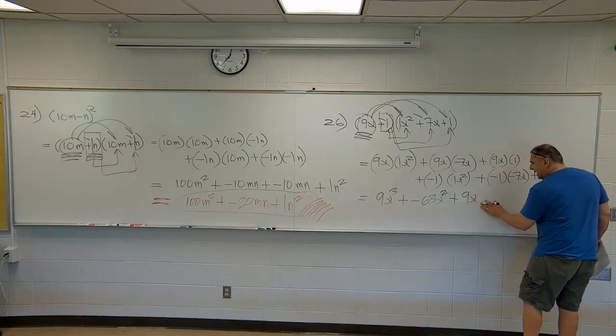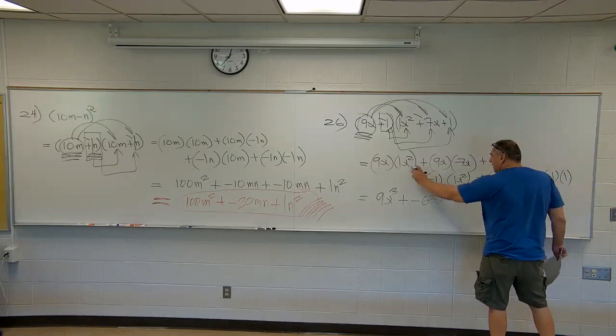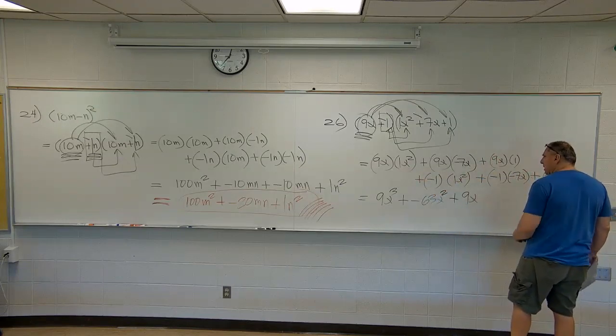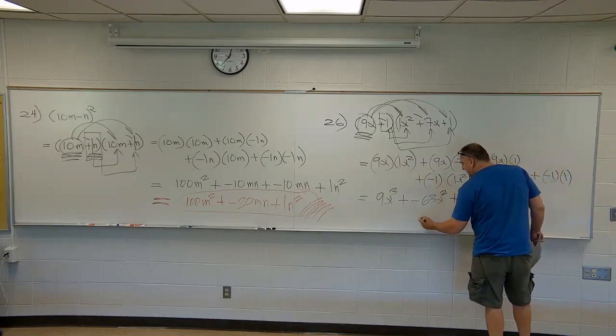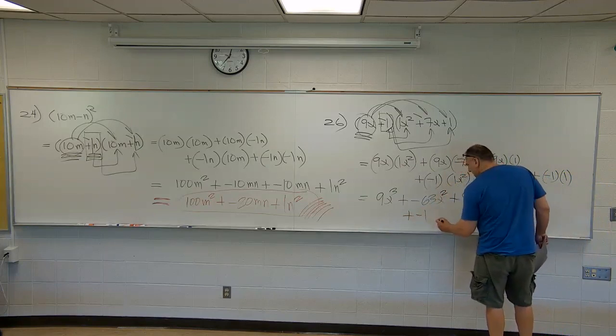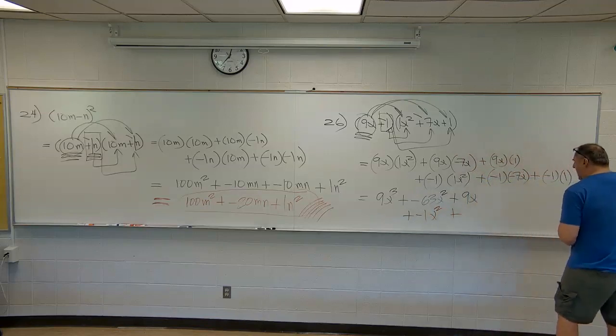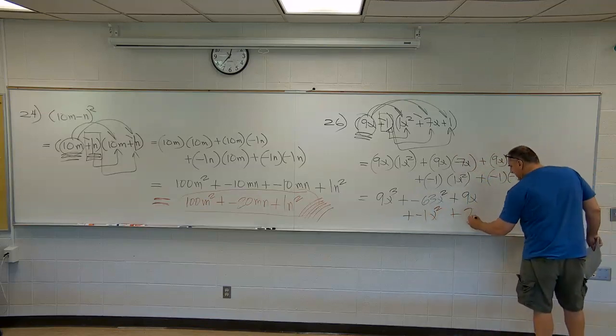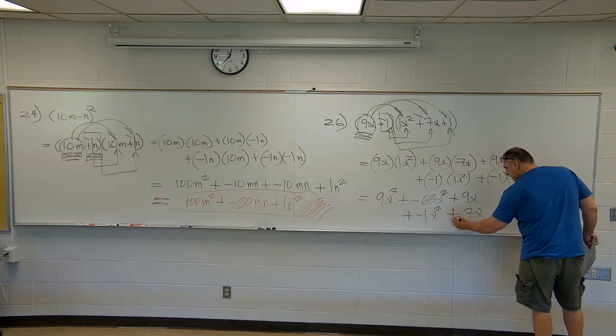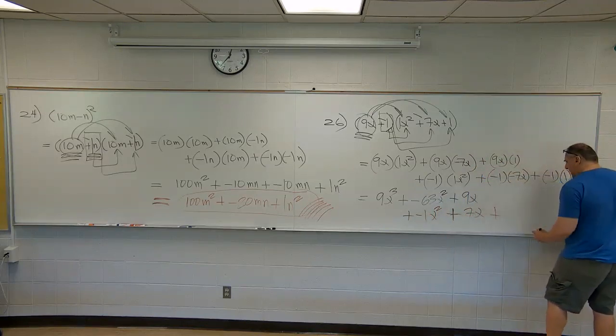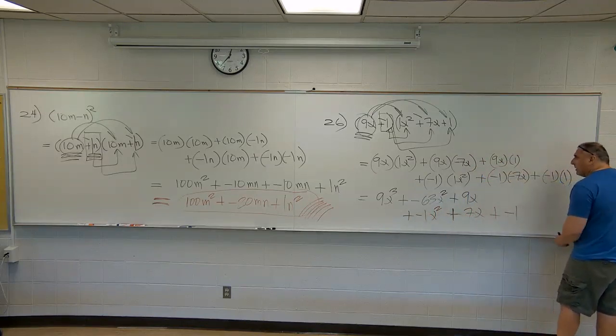Let's keep going, I guess. Let me just make sure I did it right. Looking pretty good. Negative 1 times 1x squared. Negative 1 times negative 7x. And negative 1 times positive 1.